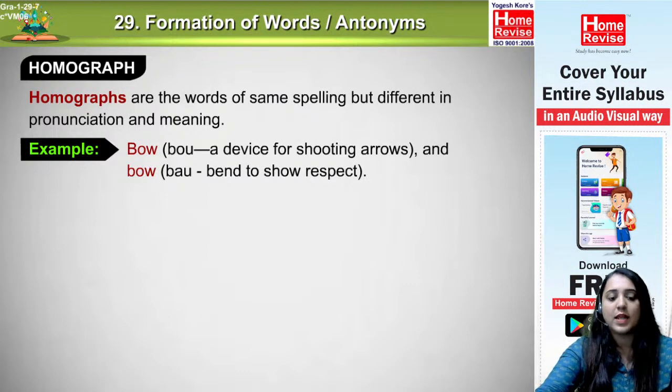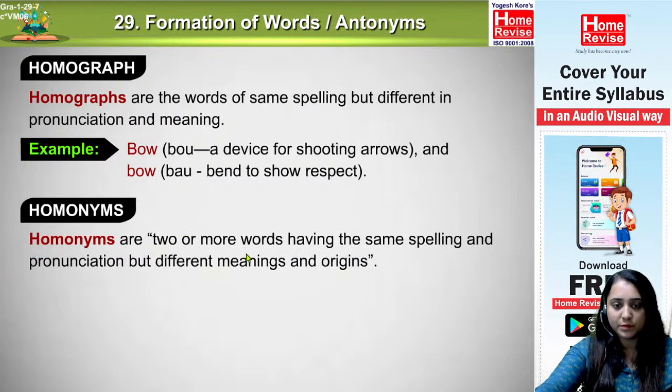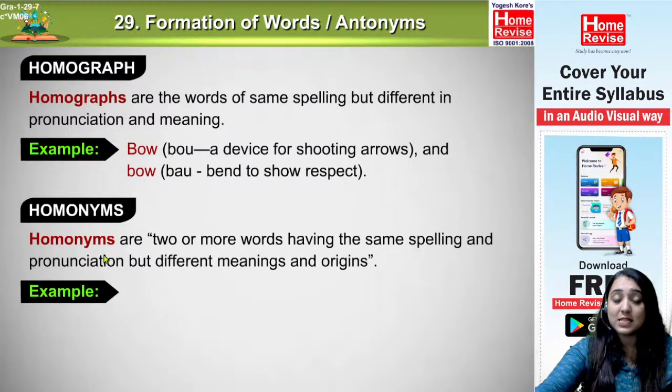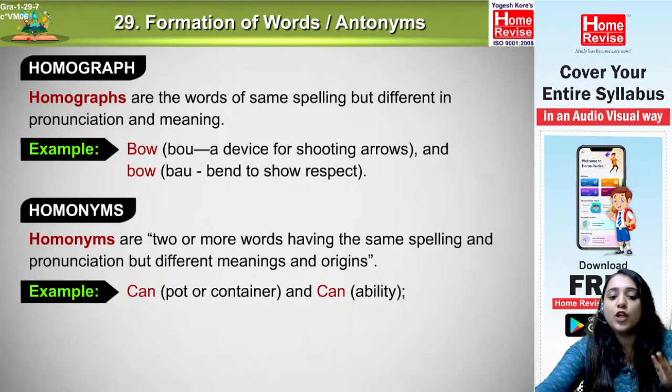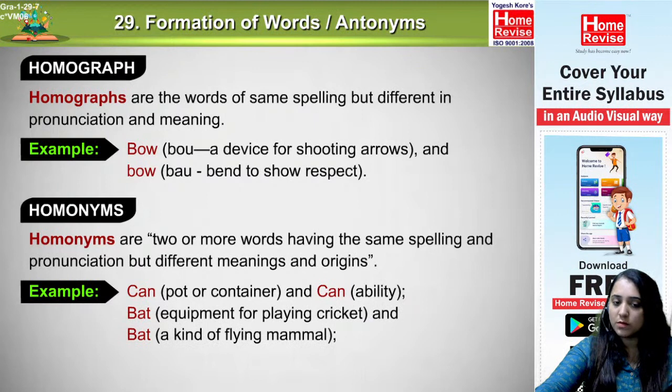Okay. Now the next one, homonyms. Homonyms are two or more words having the same spelling and pronunciation but different meanings and origins. Example: can, meaning a pot or container, and can, meaning ability, as in I can do this, or I can do something. Bat, meaning equipment for playing cricket, and bat, meaning a kind of flying mammal.